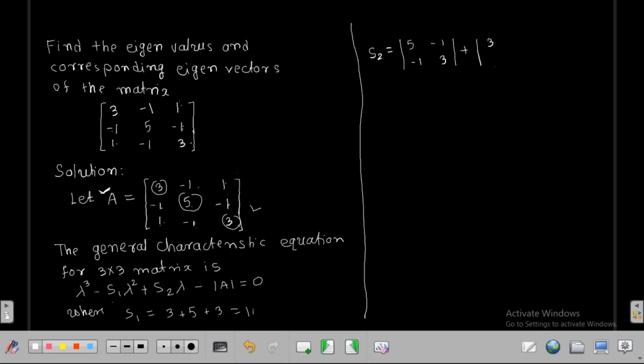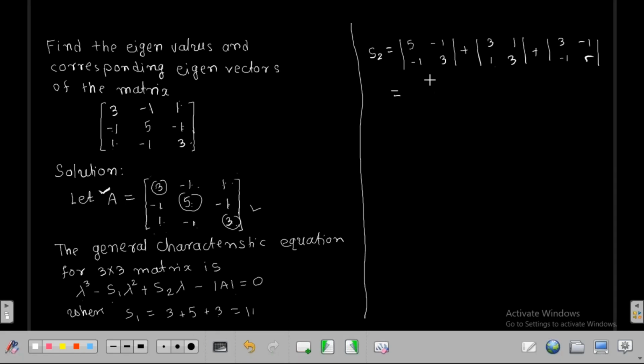So write here 3, 1, 1, 3. Plus now the last number. This number is present in the last row and last column. So delete those, and write these four numbers in a determinant: 3, -1, -1, 5. So keep in mind, the minor of these diagonal numbers: we write the first determinant for this, the second determinant for the last corner numbers, and the third determinant for the first four numbers.